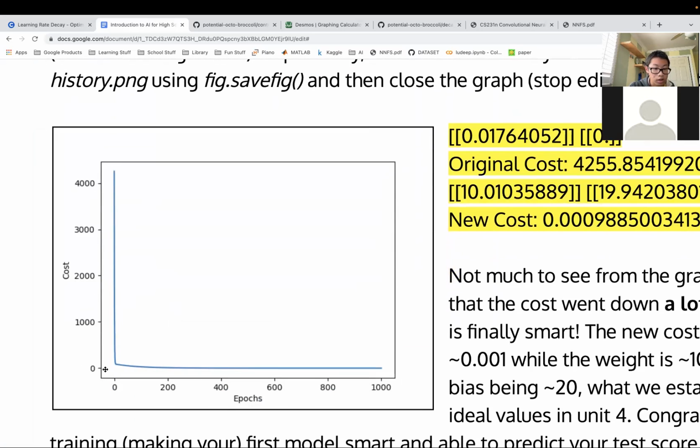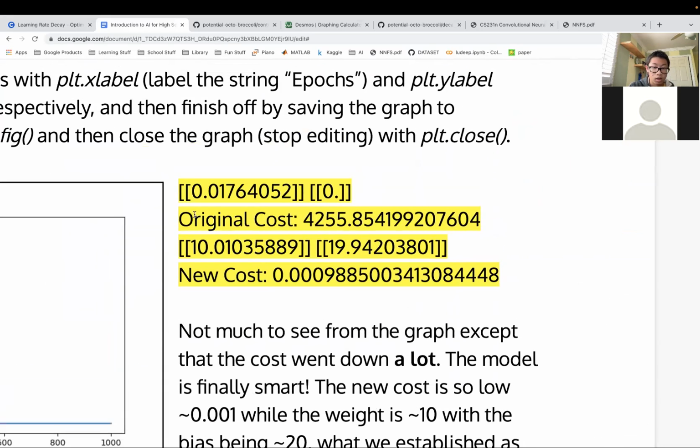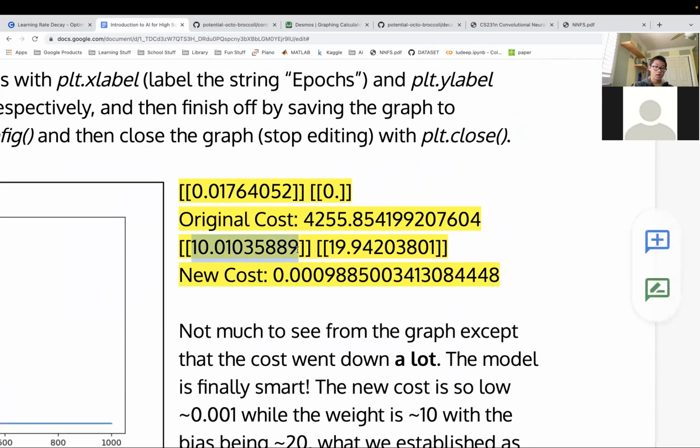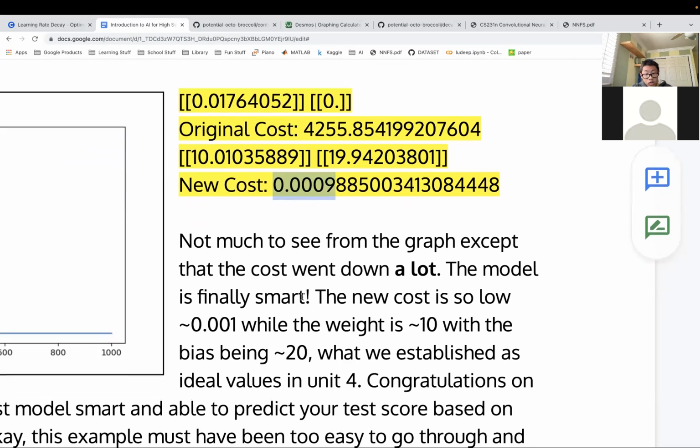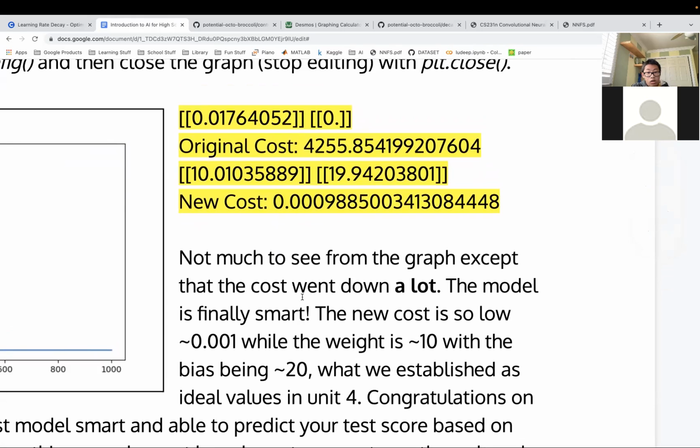See, it starts off here and now it's really close to 0. So our model has technically learned at this point. We have 10 for the weights and about 20 for the biases, and that's what we want, right? And our cost is really low right now, 0.0009, like 0.001. That's 9.8 times e to the negative 4.